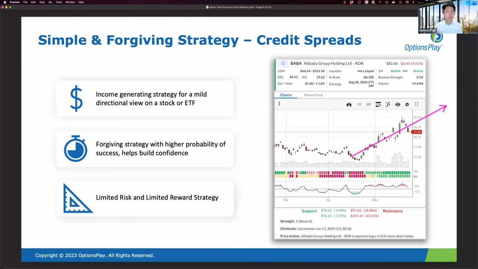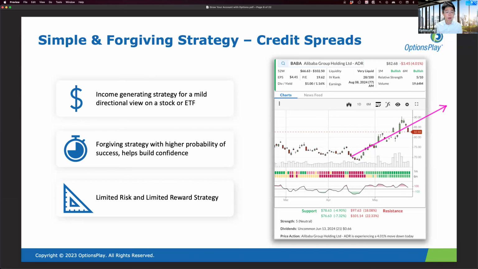If you can look at a chart and generally see that a stock is drifting in one direction or another, that's enough as a starting point to potentially trade it. It's also a forgiving strategy. It has naturally a higher probability of profit, so you're going to win more than 50% of your trades right off the bat. And it has limited risk and limited reward, so you know exactly how much you can potentially win or lose on a given trade before you get into that trade.